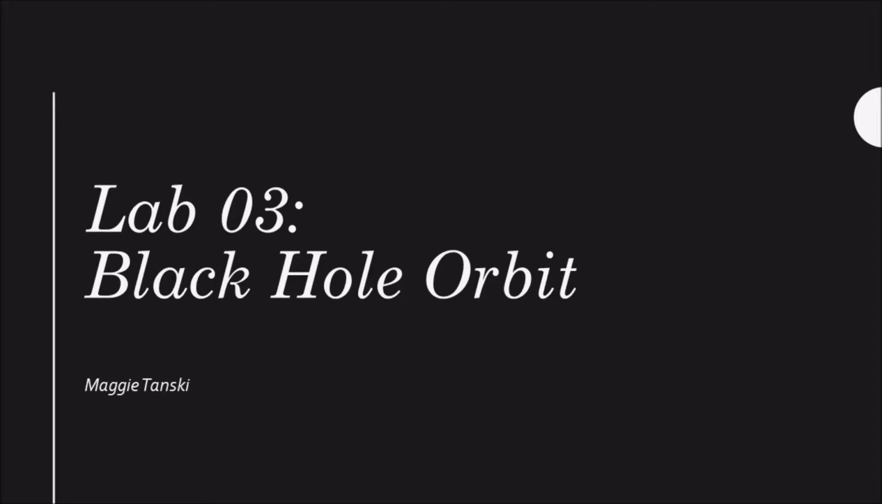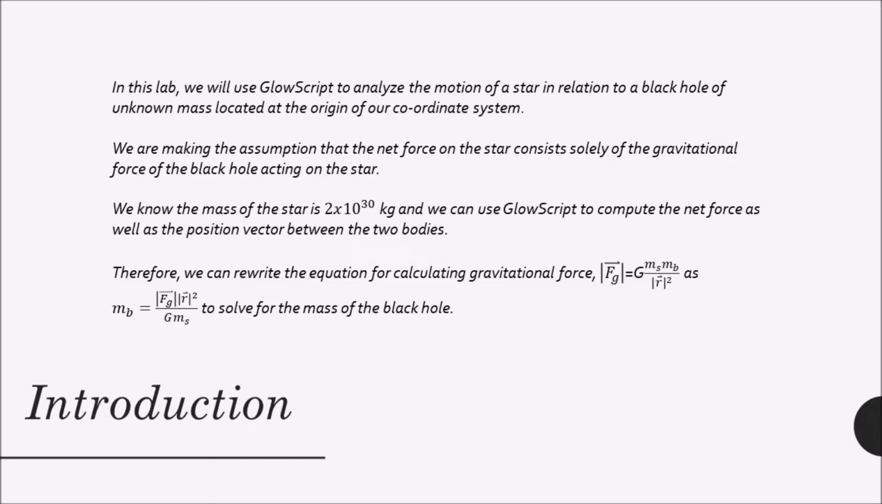Black Hole Orbit. In this lab, we will use GlowScript to analyze the motion of a star in relation to a black hole of unknown mass located at the origin of our coordinate system. We are making the assumption that the net force on the star consists solely of the gravitational force of the black hole acting on the star.